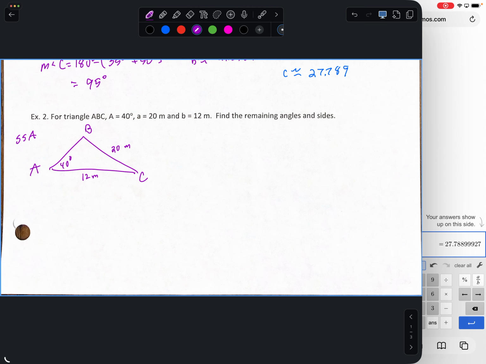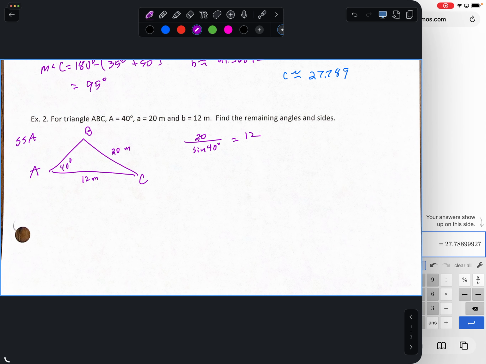And so we are just going to set up 20 is to the sine of 40 degrees, as 12 is to the sine of b. And that's pretty much the first thing that I have to do, because I have this side and its opposite angle, and I don't have another angle to find a third angle, and I have this side, so the first thing I'm going to have to find is the measure of angle B.